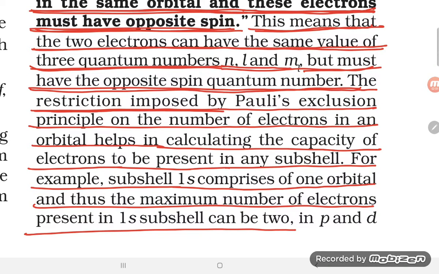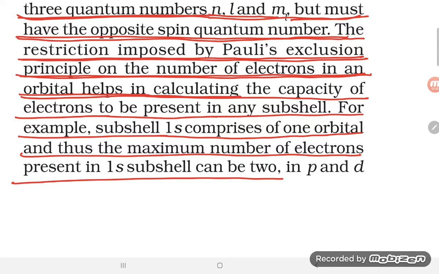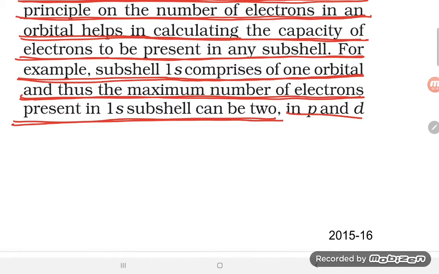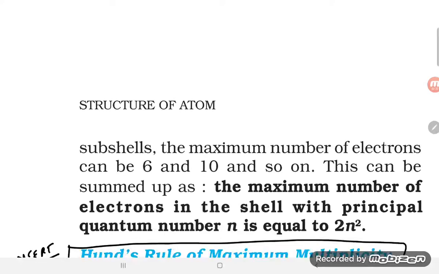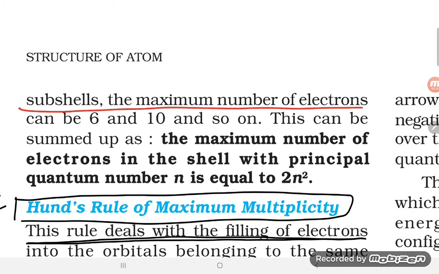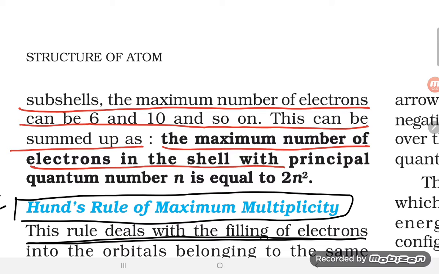The restriction imposed by the Pauli exclusion principle on the number of electrons in an orbital helps in calculating the capacity of electrons to be present in any subshell. For example, subshell 1s comprises of one orbital and thus the maximum number of electrons present in 1s is 2. In p and d subshells, the maximum number of electrons can be 6, 10 and so on. This can be summed up as the maximum number of electrons in the shell with principal quantum number n is equal to 2n squared.